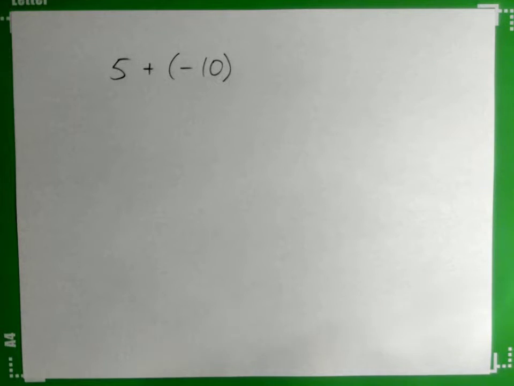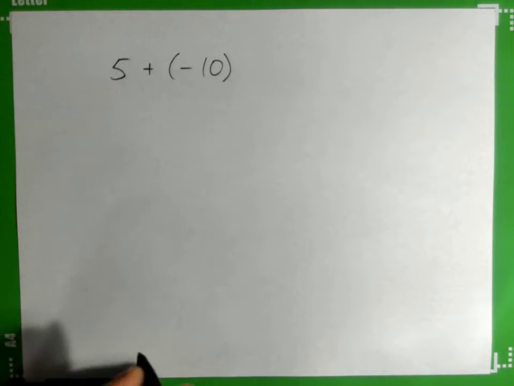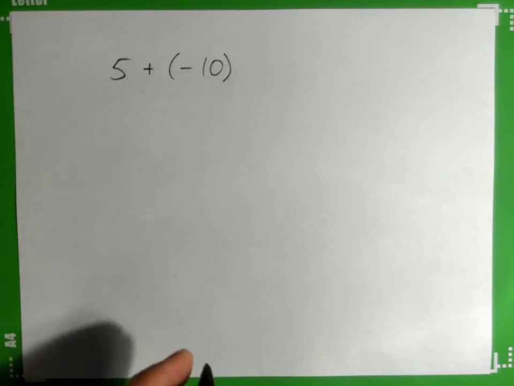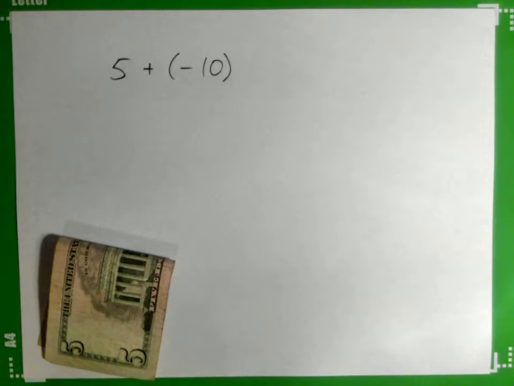Alrighty, so we've got 5 plus negative 10. That's a positive 5 and a negative 10. So it's kind of like, think about $5 cash and maybe you owe $10, right? So if you've got $5 cash and you also owe $10, what does that mean, right?